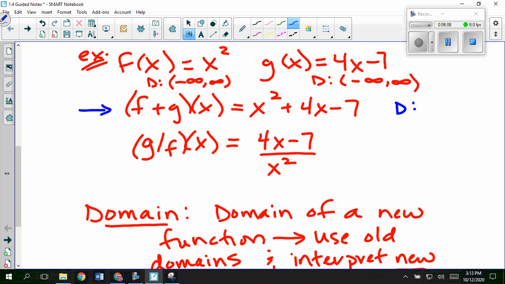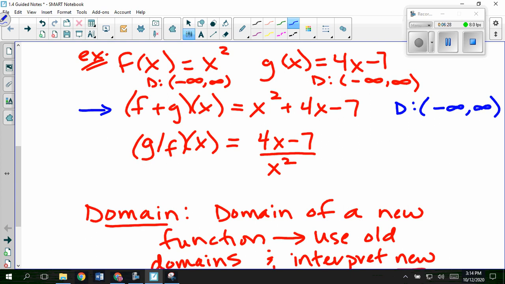Certainly I'd want to consider the fact that my original domains were negative infinity to infinity, and then also consider what is the new function that I've created. Are there any additional restrictions on what I had there? And at this point, for this first example, I don't have any new restrictions at all, so I can be consistent to say that negative infinity to positive infinity works.